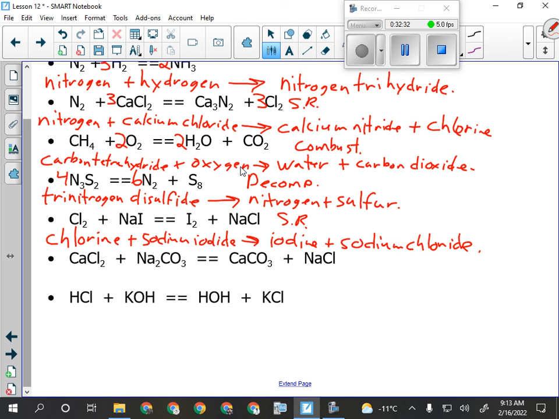So what needs to go in front of this? 2. All right, when I do that, that gives me 2 sodiums. So I'm going to go back over to the reactant side and make sure I've got 2 sodiums over here. And as soon as I do that, it balances out my iodines, because now I got 2 iodines on both sides, and I'm done.